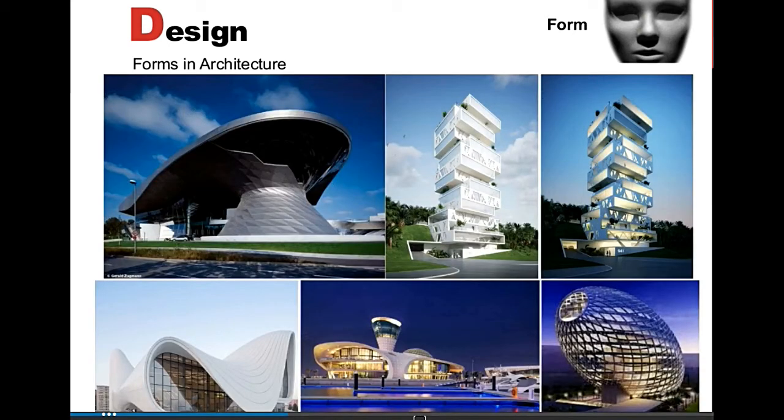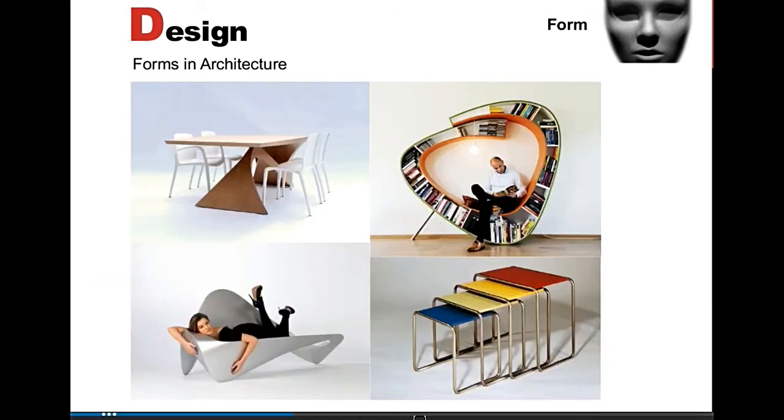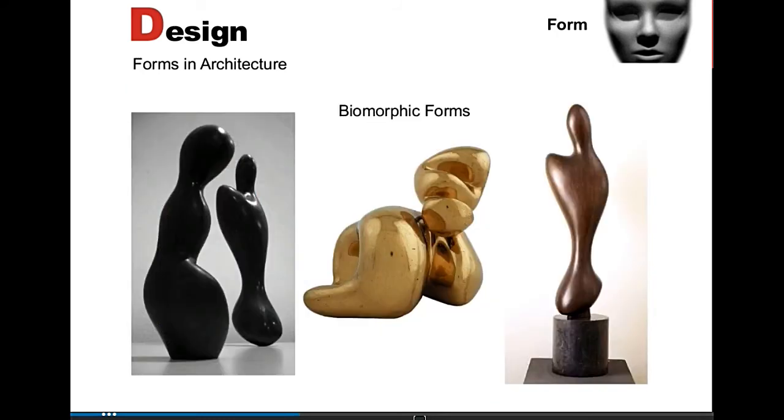These are some examples of very modern or futuristic shapes of buildings. Even furniture today has very modern shapes like this in the example. Figurines and sculptures also have abstract shapes. It is called biomorphic forms.